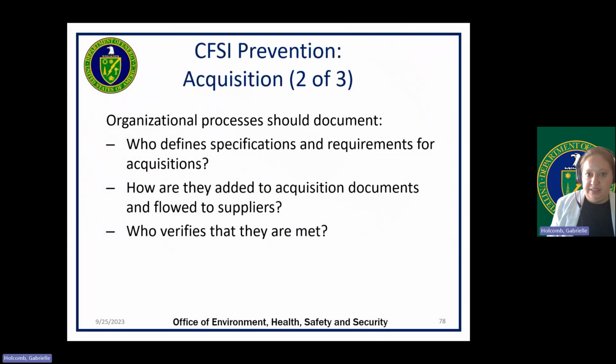Specifications and requirements. Specifications and requirements may be added into a contract clause, statement of work, or other document that will define to the supplier the standards to be followed. Internal processes or procedures may define who is responsible for defining specifications, requirements on acquisitions, or at a minimum, validating them prior to sending contracts to the supplier. This is the roadmap for the supplier to provide the right item.